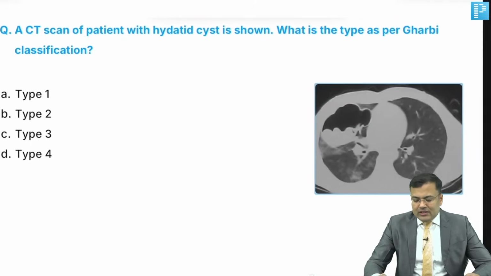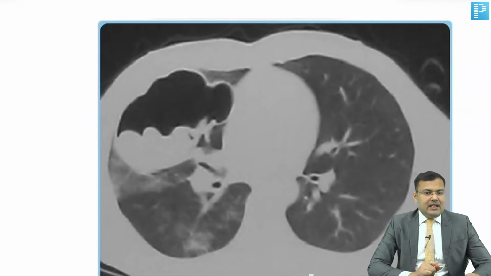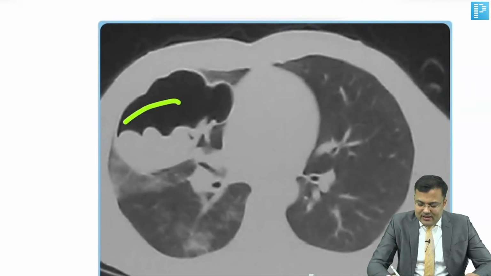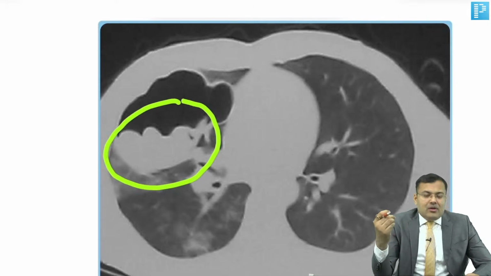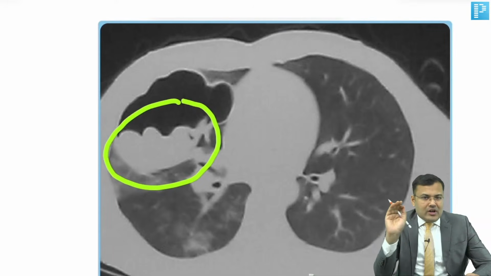Easiest question, it was asked multiple times in exam. Tell me guys, what is this? See this? This is typical appearance. Can you see this? Here floating membrane or undulating membrane, and it looks like water lily or water snake sign because it is floating on the surface. So, water lily or water snake.